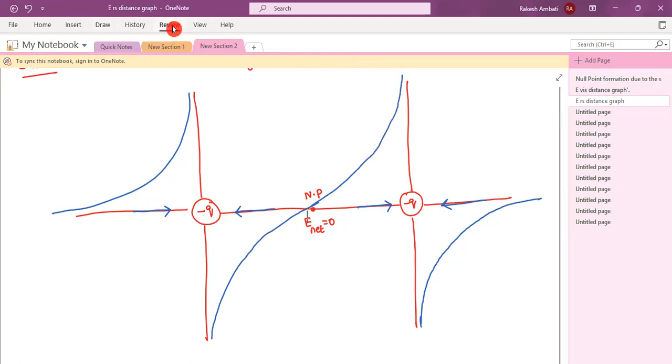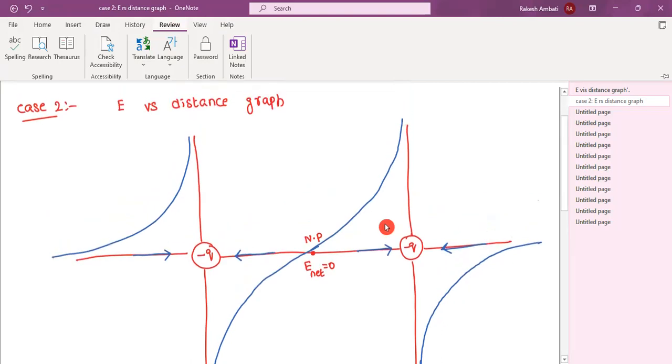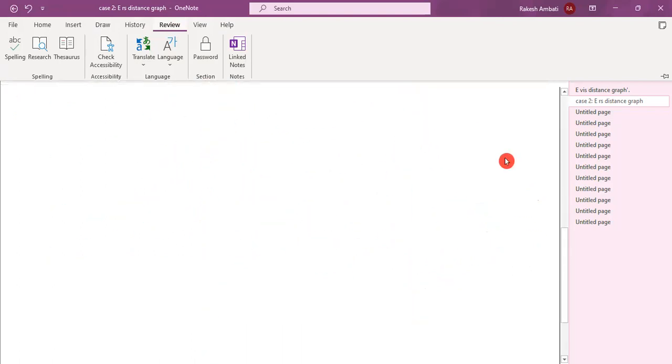If the intensity is in the negative direction, the graph is on the negative side. If the intensity is in the positive direction, the graph is on the positive side. At the null point, the resultant electric field becomes 0. So this is the second case. Next, the third case.